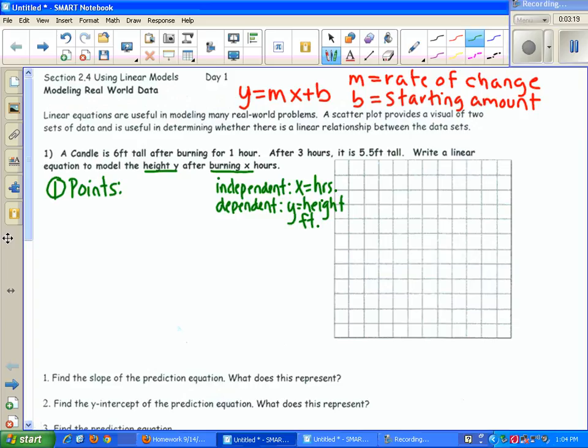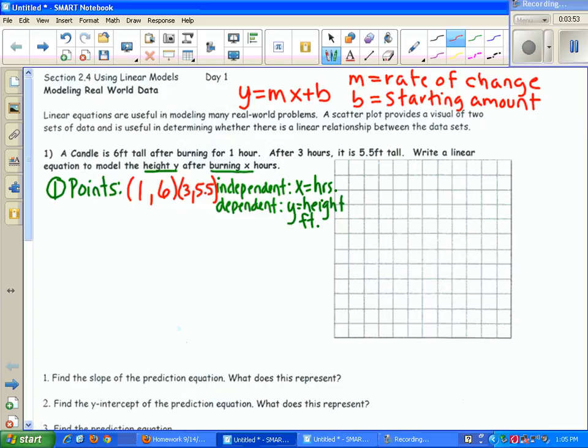So for this, now that I know my independent and dependent variables, I can go ahead and write my points. So if it's 6 feet tall after 1 hour, that means that my x would be 1, and my y in this case would be 6. So that would be my first point. Then the next point, it says after 3 hours, it is 5.5 feet tall. So that's point number 2. So 3, 5.5.